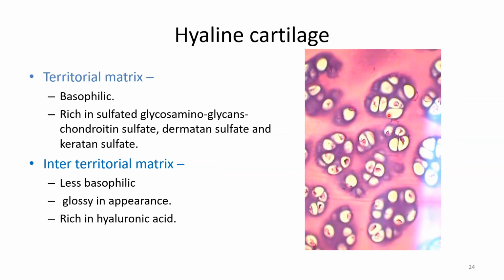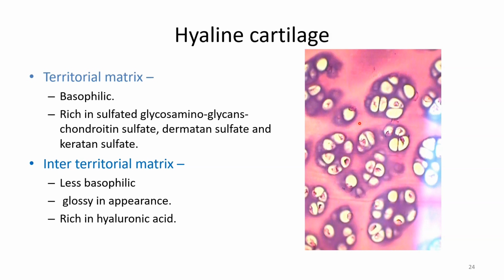So this is at a higher magnification where you can see the territorial matrix, which is basophilic and rich in sulfated glycosaminoglycans, that is chondroitin sulfate. There is chondroitin 4 sulfate and 6 sulfate. Then the dermatan sulfate and keratan sulfate.